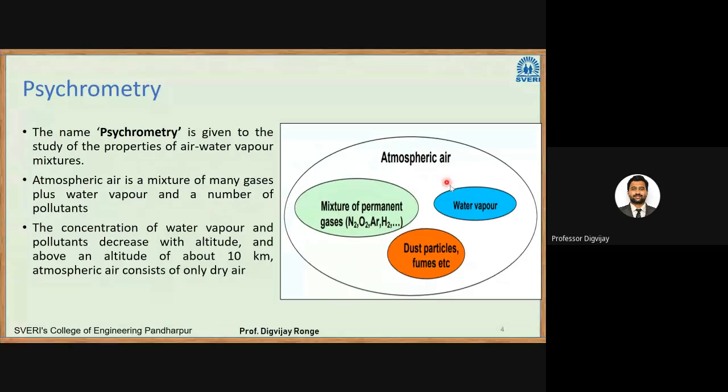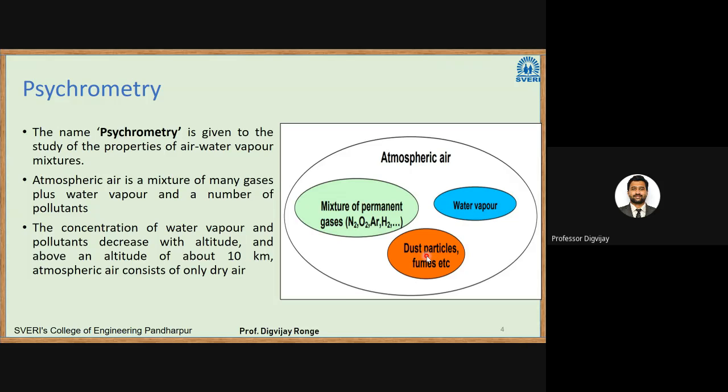You can see a diagram at the right side. It is like a subset diagram. The bigger domain here is atmospheric air. Then we have smaller domains here. The first domain you can see is a mixture of permanent gases. This will be there in the air: nitrogen, oxygen, argon, hydrogen. Then we have water vapor, which is due to the evaporation of water from the lakes and oceans.